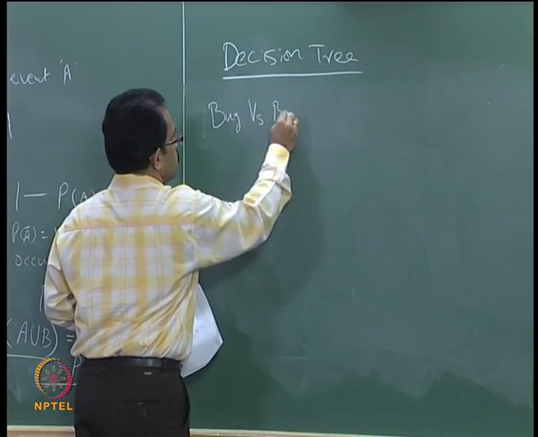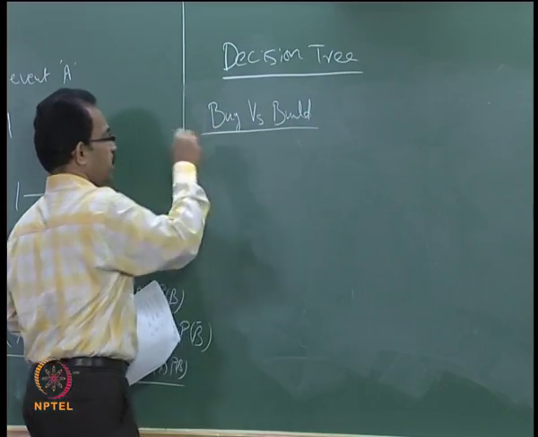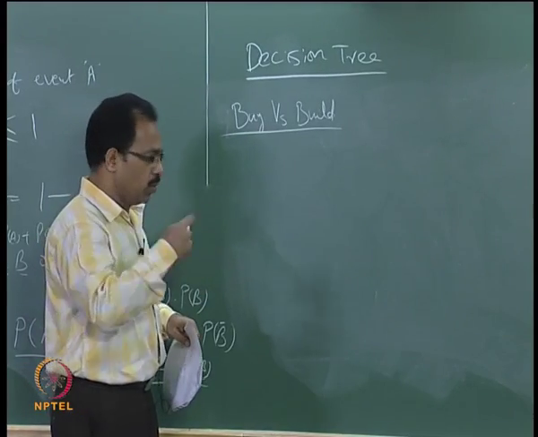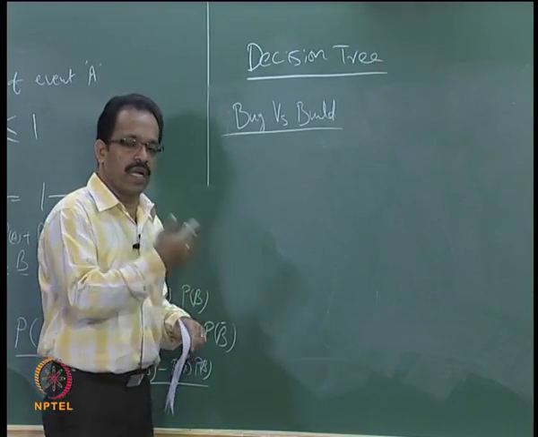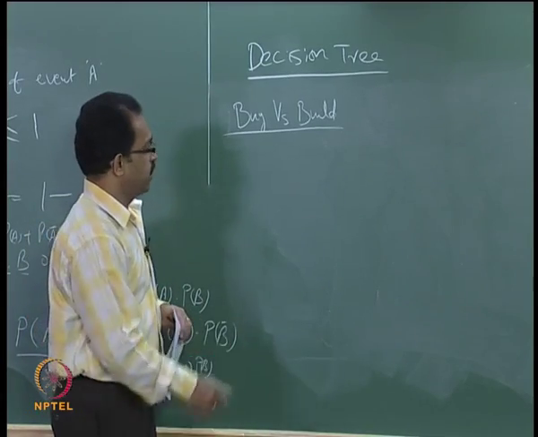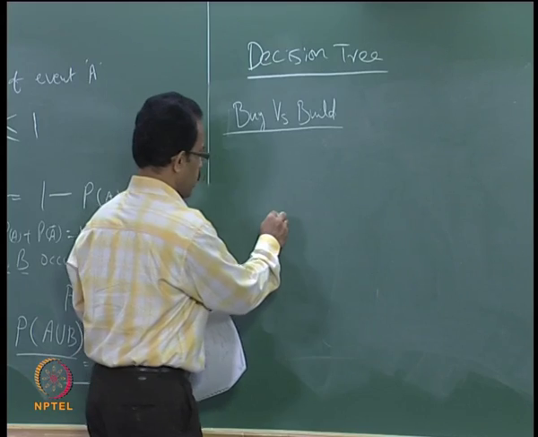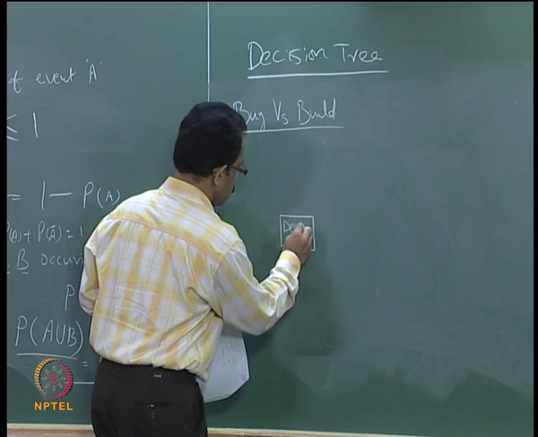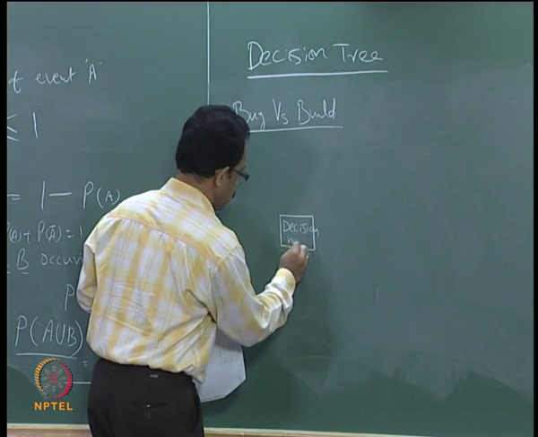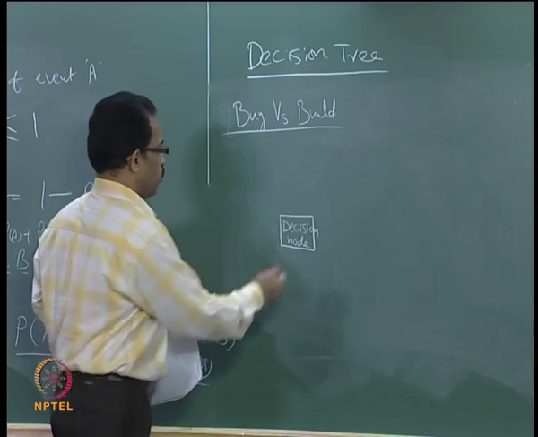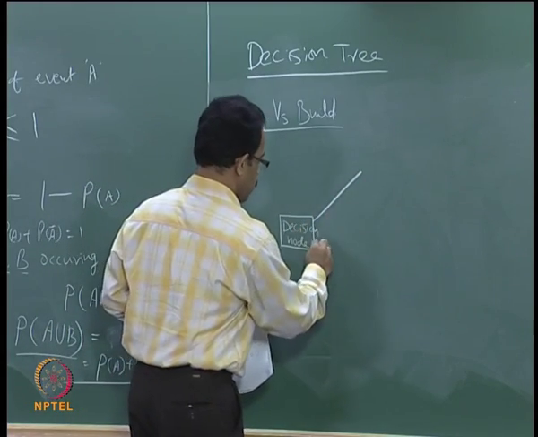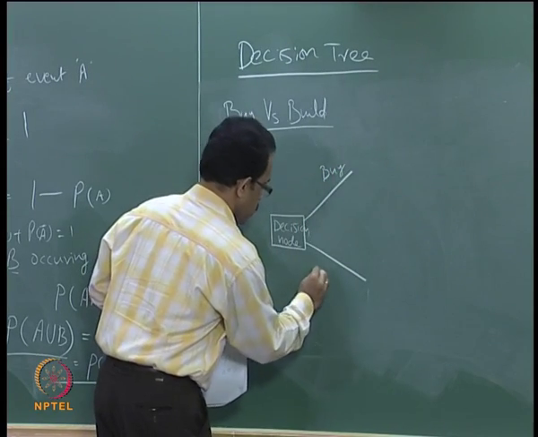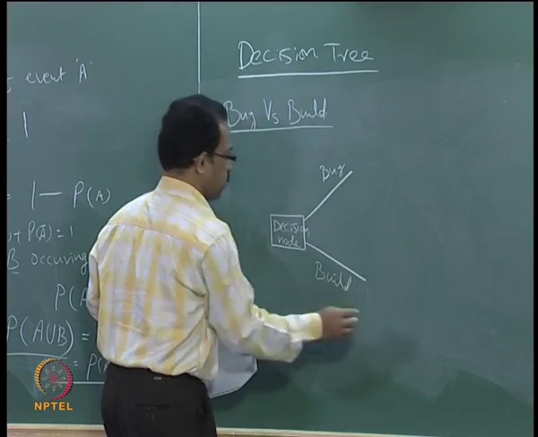So what is the decision to be made? Of course, I will not be calculating the expected value of this. I leave this to you as an exercise to assign some values and then calculate the expected value of each decision. So here we have a decision node, and we have two decisions, one is to buy, the other one is to build. So you have a buy decision and a build decision, these are the two nodes.